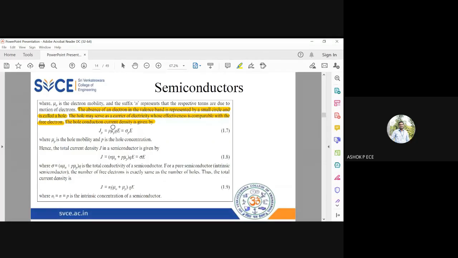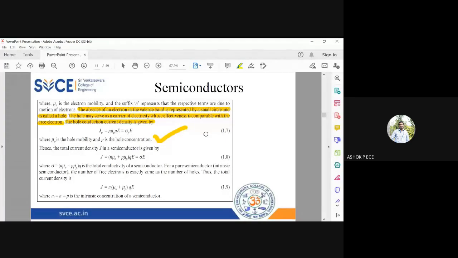You see that the mobility of the electron is different. It is given by mu n. The mobility of the hole is different, given by mu p. So both electrons and holes will not move with the same mobility. The electron will move faster compared to the hole. And n is the number of electrons, p is the number of holes. So everything is the same.